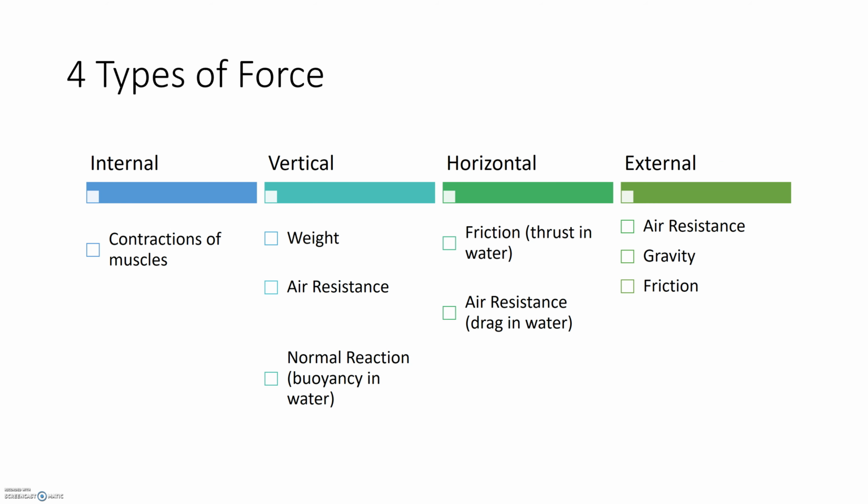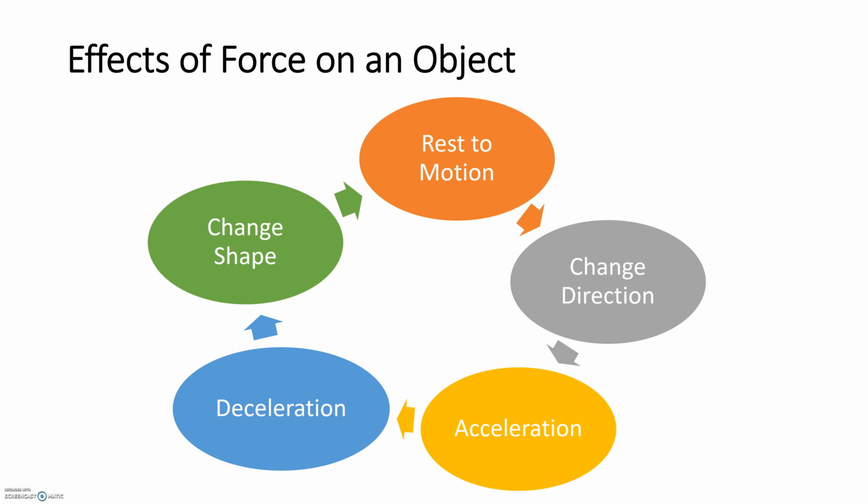There are 4 types of force. You've got internal, which is like the contractions of your muscles, vertical, which can be weight, air resistance, or normal reactions such as your buoyancy in water. Horizontal, which is friction, which is thrust in water, or air resistance, which is called drag in water. And external, which is air resistance, gravity, or friction. The effects of force on objects. You've got rest, motion, change direction, acceleration, deceleration, and then change shape.